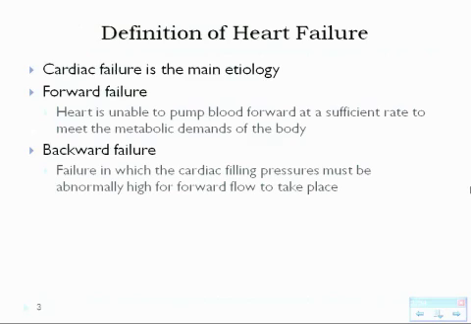Heart failure is basically the inability of the heart, which is the main etiology, to develop enough forward cardiac output. Basically, the heart is unable to pump blood forward at a sufficient rate to meet the metabolic demands of the body. There's also what's called backward failure, which is inadequate cardiac output in which the filling pressures are abnormally high for forward cardiac flow to take place.